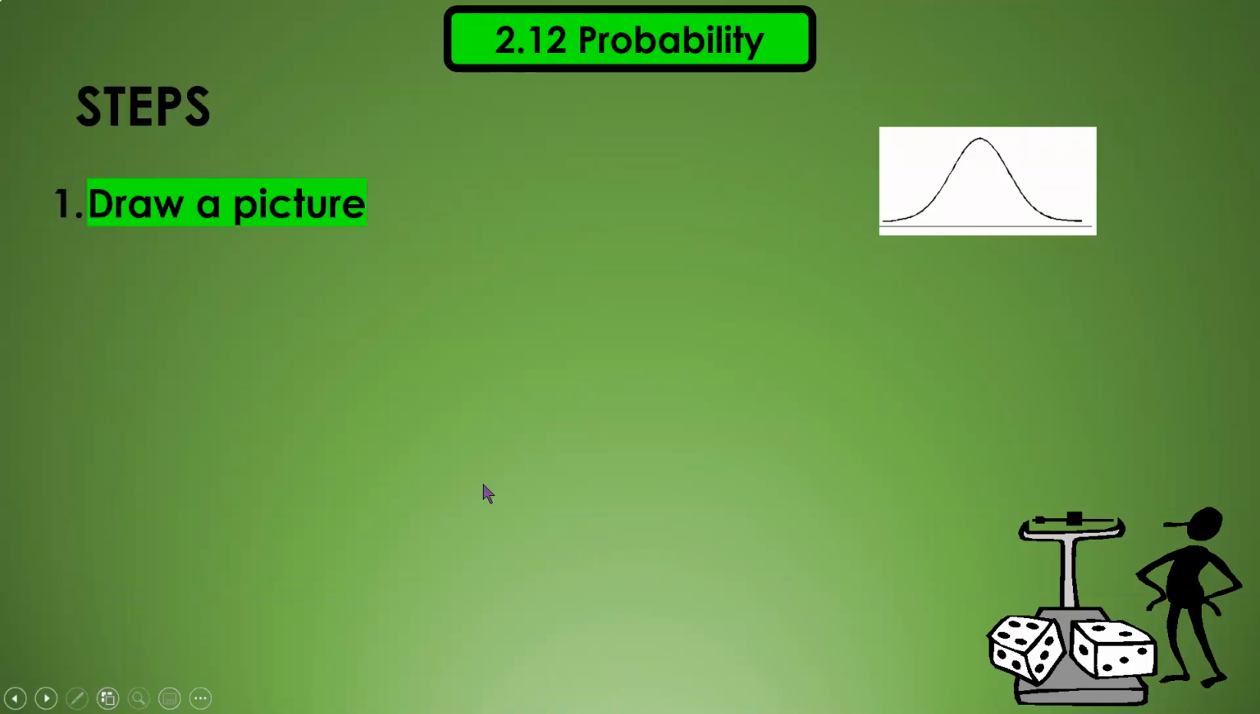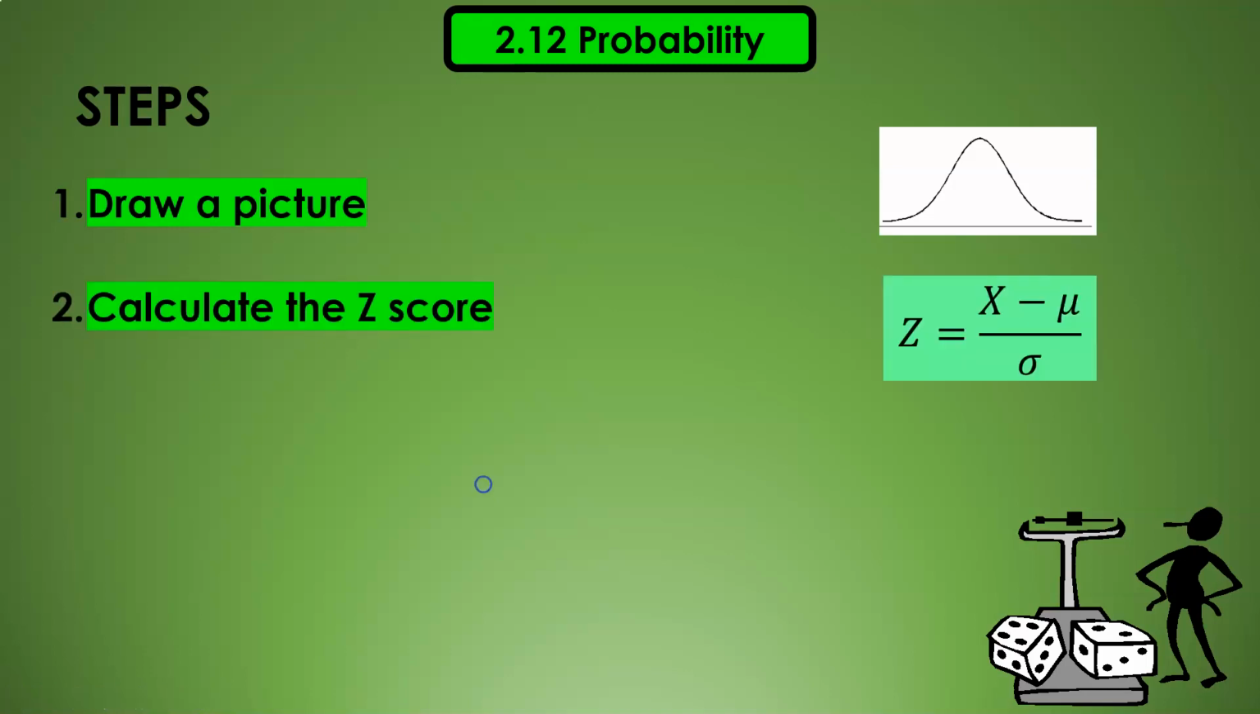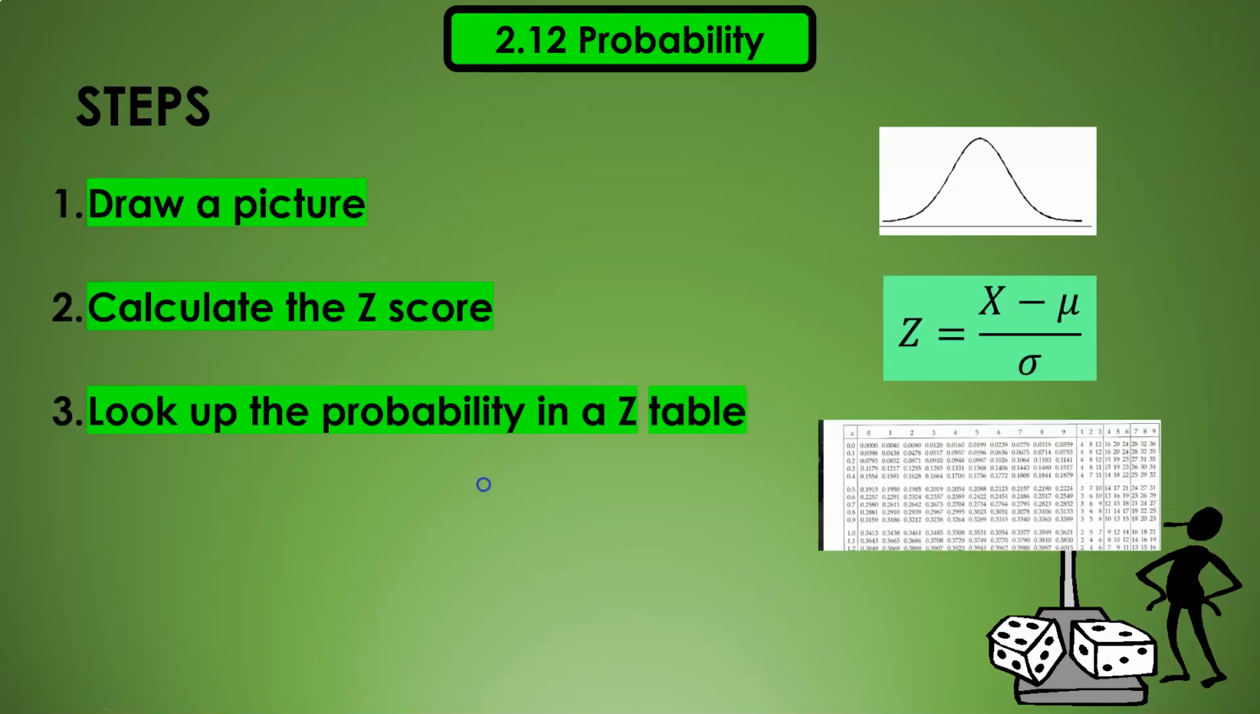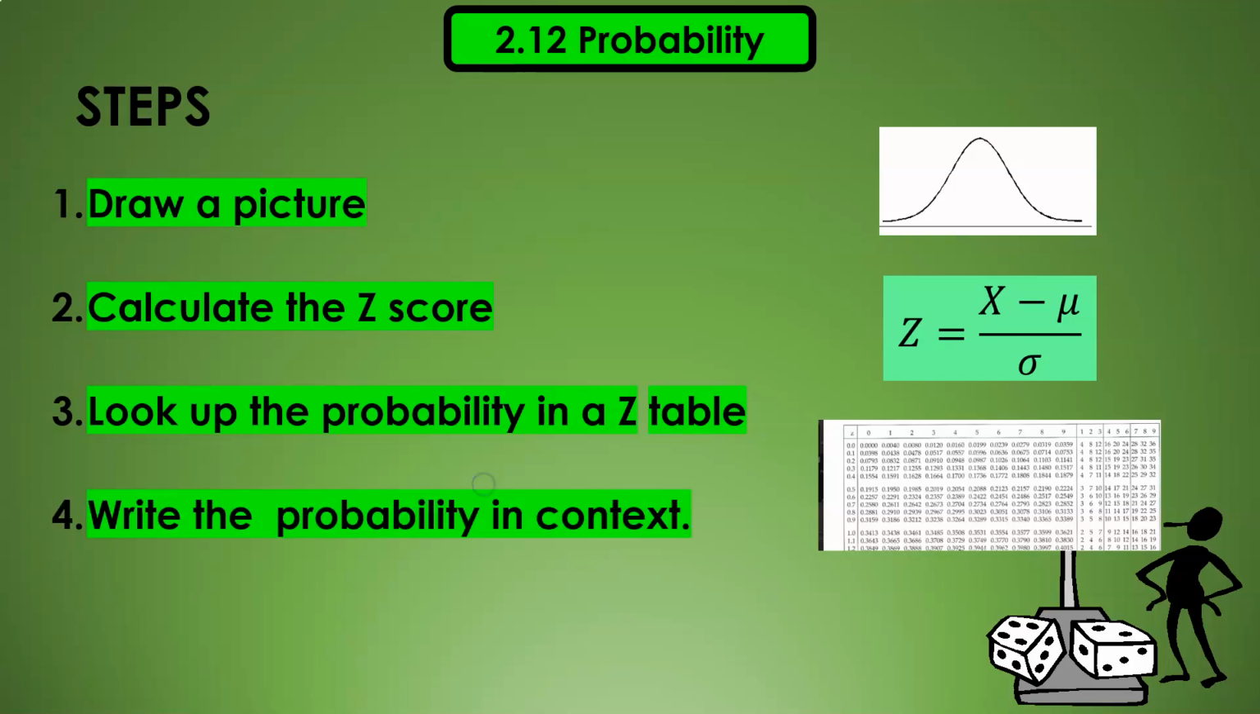So just to summarize again what the steps are: draw the picture, calculate the z-score, look at the probability table, and write your answer in there. So write the probability by going 0.5, take away whatever the probability is, or whatever you get from the table.